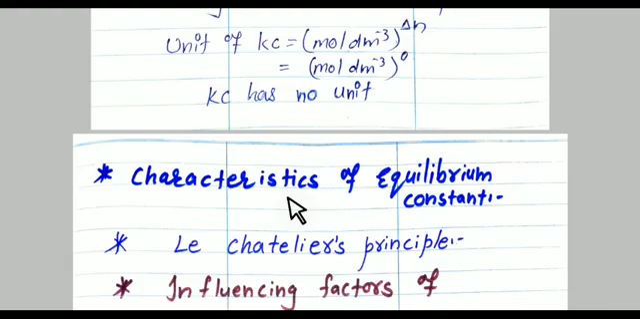The next topic in this chapter is Le Chatelier principle. Student, the principle and definition should be the same as per the scientist. See here, what is the Le Chatelier principle? When a system at equilibrium is subjected to a change in any of the factors determining the equilibrium condition of a system, the system will respond in such a way as to minimize the effect of change.